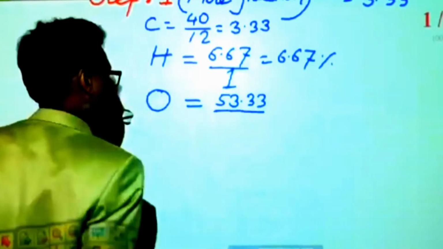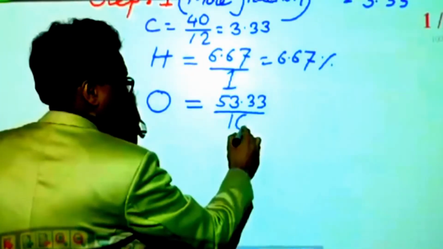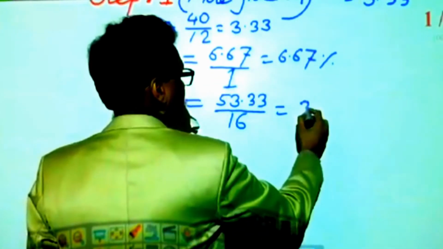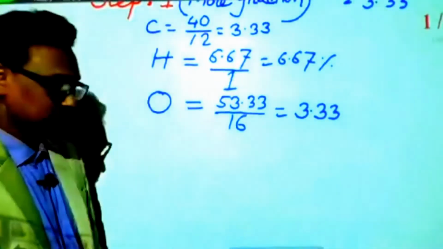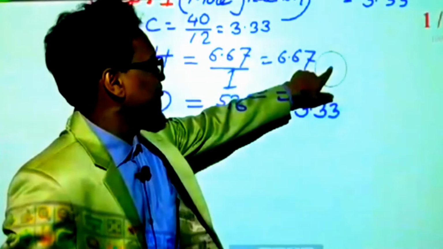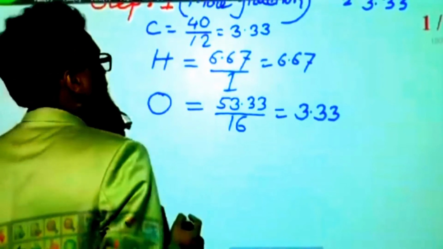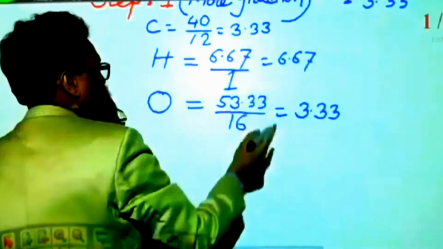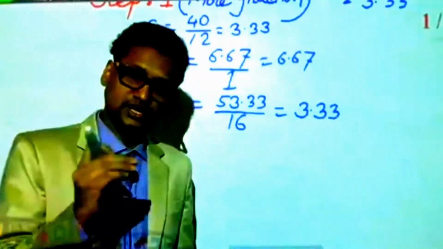The atomic mass of oxygen will be 16. So the result will be, you should use your calculator, 3.33. So here no need to use percentage. This is the mole number. Sorry, my dear, I'm extremely sorry. So you have got the mole number or mole fraction for carbon 3.33, for hydrogen 6.67, and for oxygen 3.33. Is it clear? Yes?